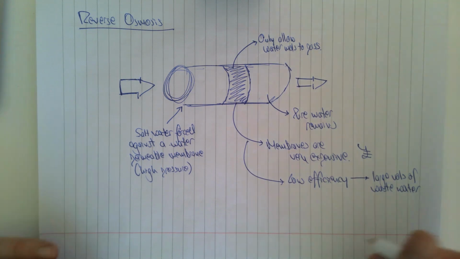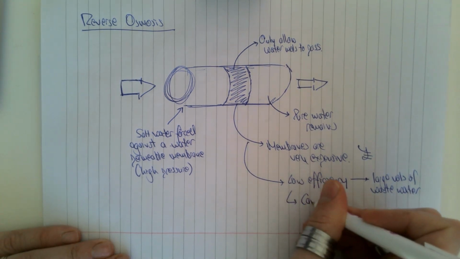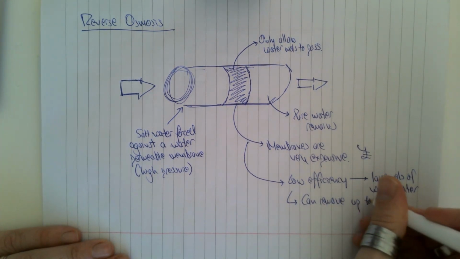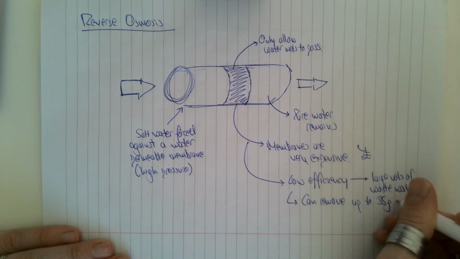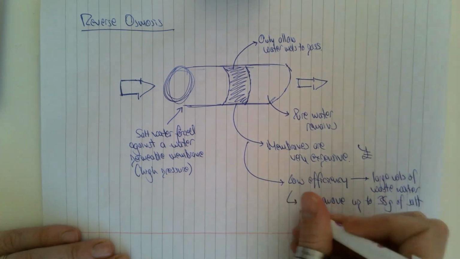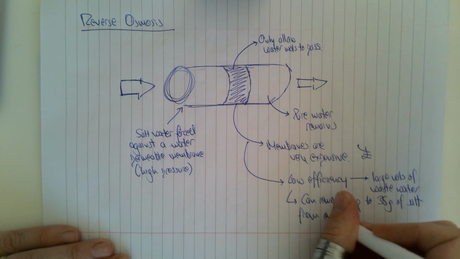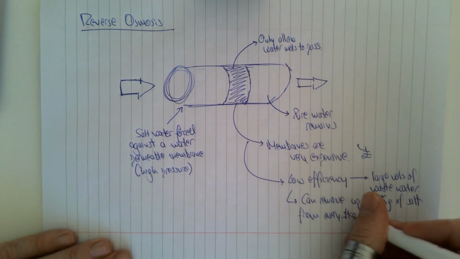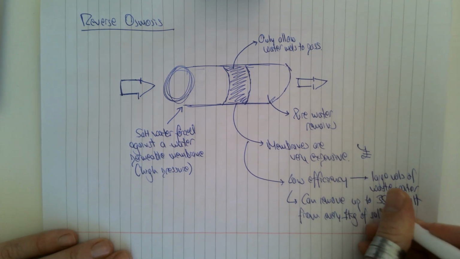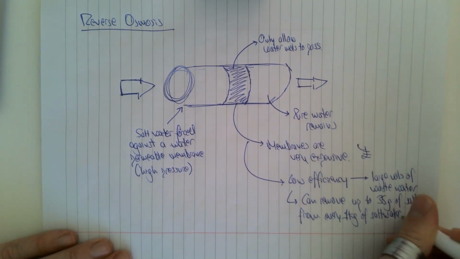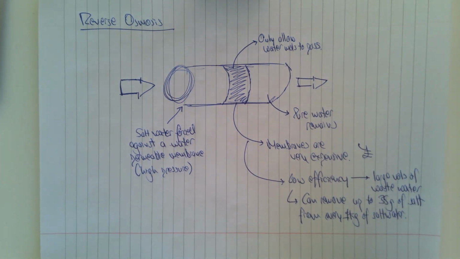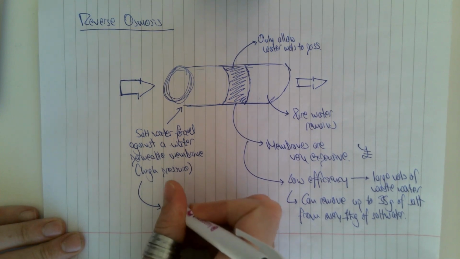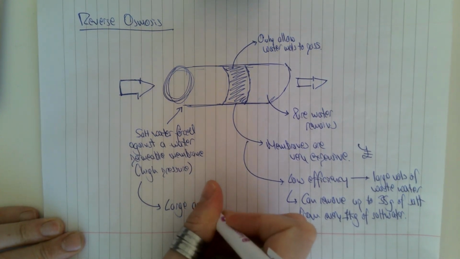So, for example, it can remove up to 35 grams of salt from every 1 kilo of salt water. So, obviously, as well as doing that and requiring to push the water through at high pressure, it requires large amounts of energy.